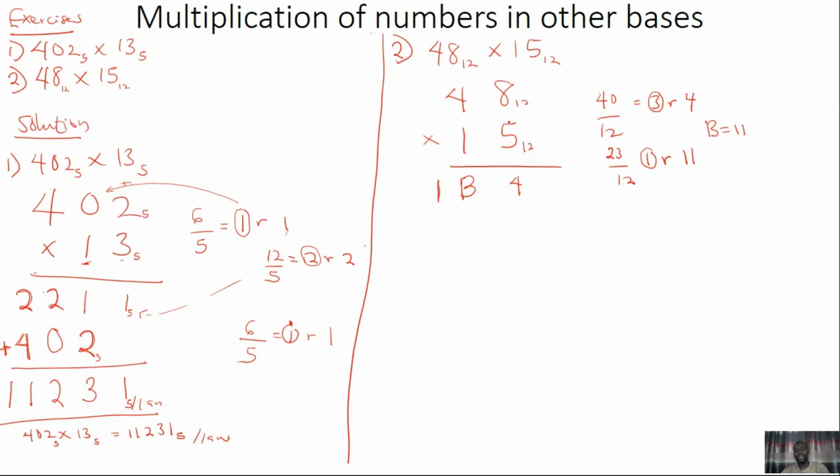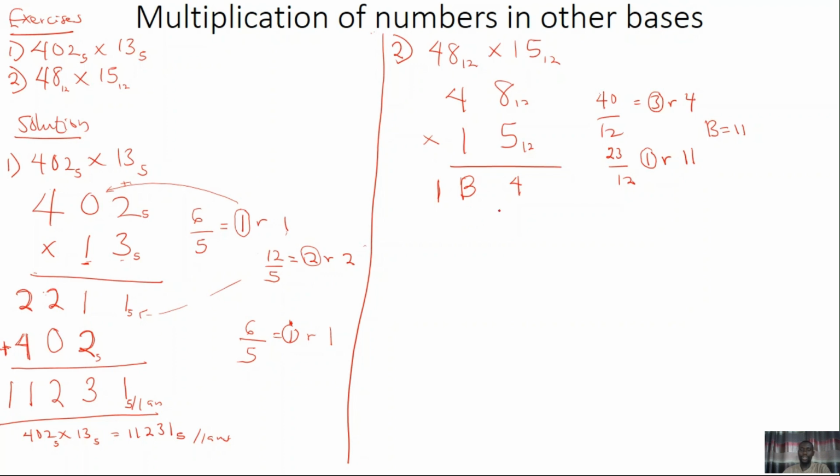Now, having multiplied 5 with each of the digits of the number on top of it, we're going to move to the next digit, which is 1. Now we're going to use this 1 to multiply each of the digits of the number on top, and we're going to start with number 8. 1 times 8 is equal to 8. And since that is less than 12, we don't need to divide it by 12. What we're going to do is write down 8.